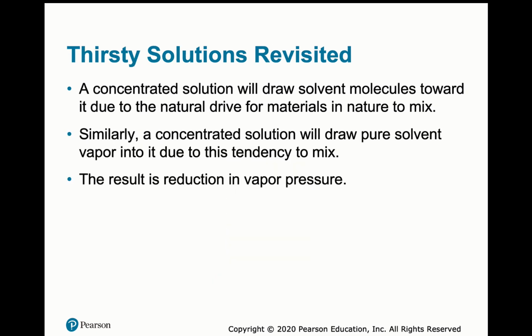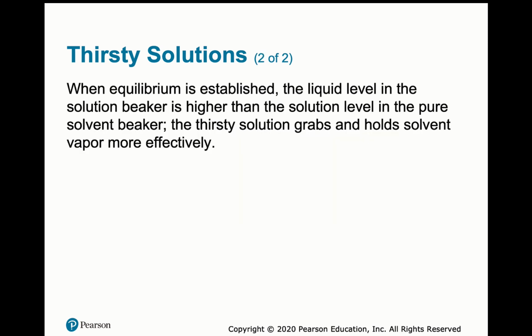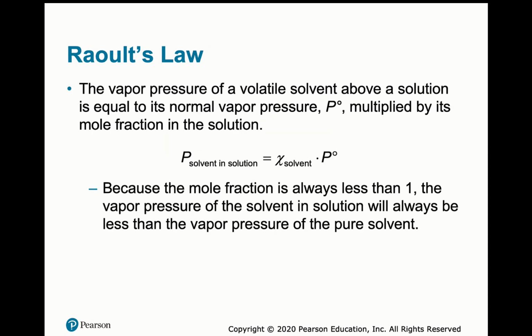And then there are thirsty solutions. Thirsty solutions are if you have 2 solutions together. So here, if you have a pure solvent and a concentrated solution, actually over time, if it's a closed system, so this only works in a closed system, the pure solvent will work its way over towards the solution. And eventually there would be an equilibrium, and then the solution will not change as much anymore. So the way that the vapor pressure changes is known by Raoult's law.